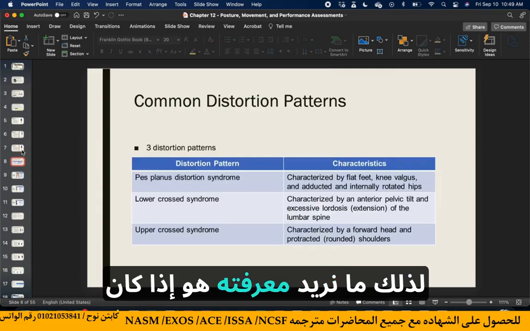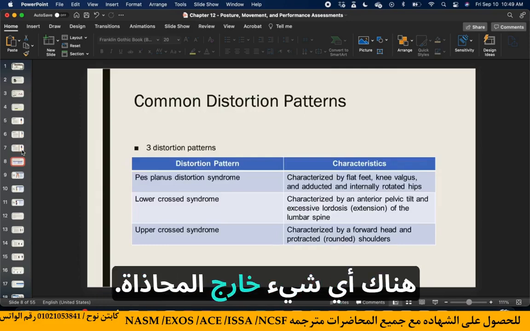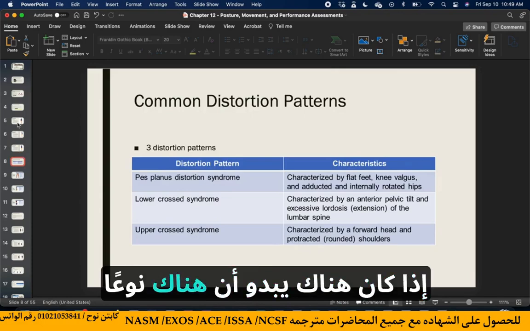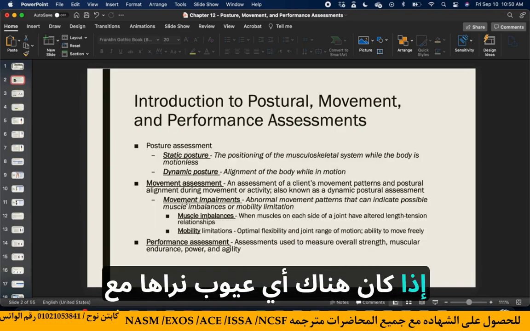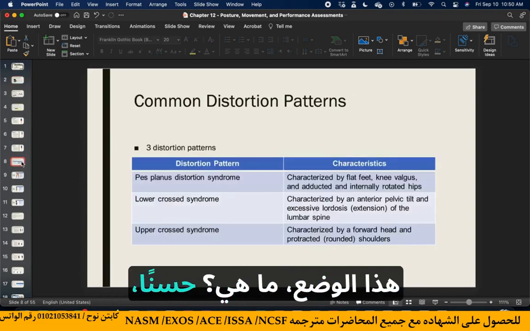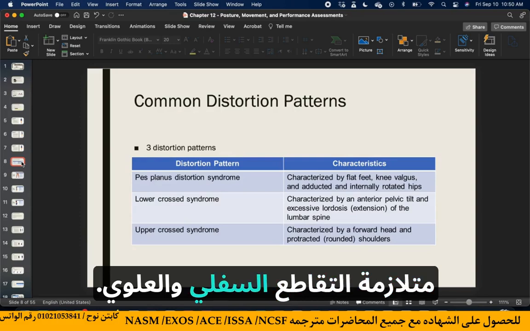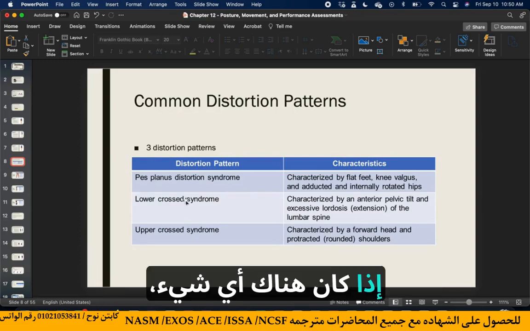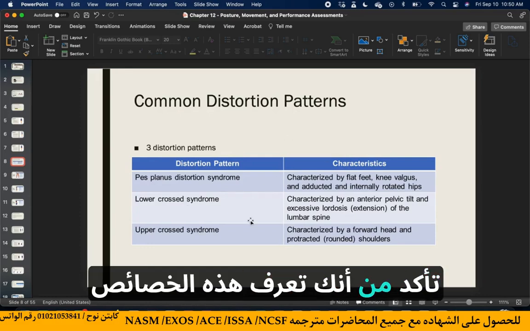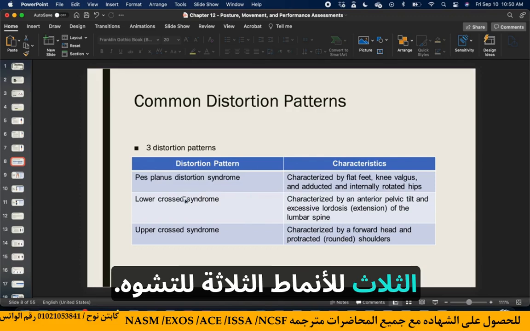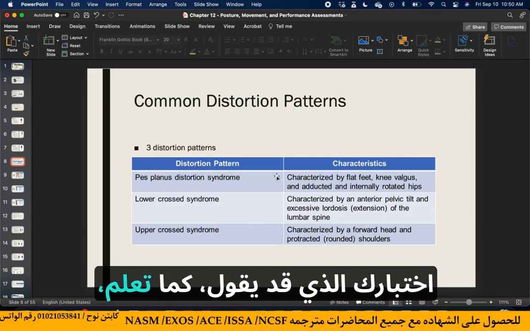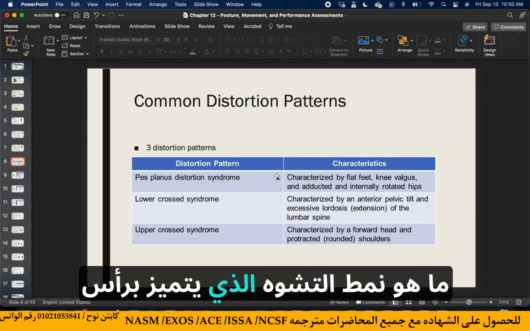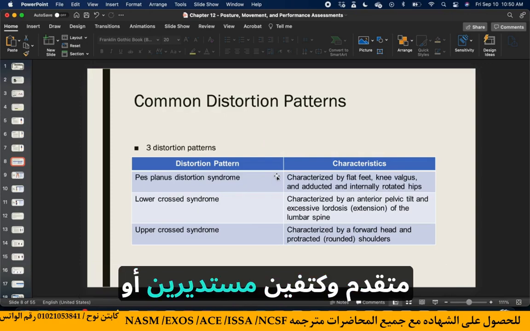So what we want to know, though, is if anything is out of alignment, all right, if there seems to be some sort of imbalance somewhere, or, going back to some of the terminology, if there are any impairments that we're seeing with that posture. Well, what are they? Pes planus, lower cross, and upper cross syndrome. All right. So make sure that you know the characteristics for these 3 distortion patterns, because this might pop up on your test, asking what distortion pattern is characterized by forward head and protracted, rounded shoulders.